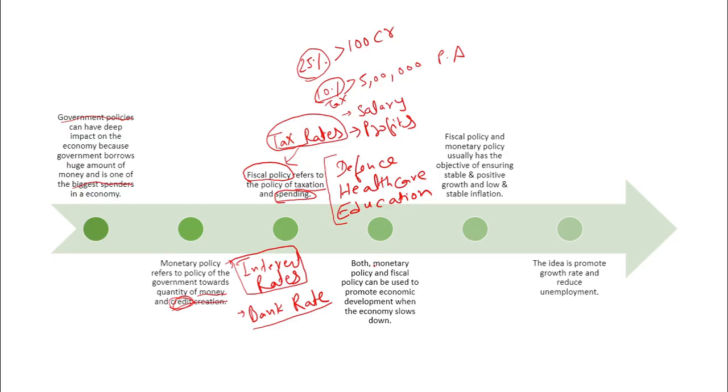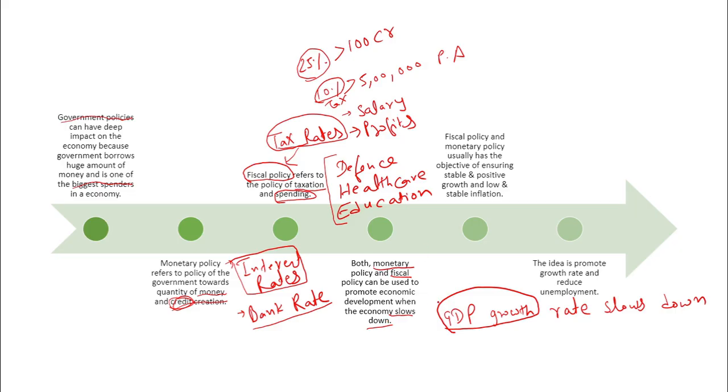Now, both these policies, the monetary policy and the fiscal policy, can be used to promote economic development when the economy slows down, right? We can say that the economy is slowing down when the gross domestic product, which is also known as the GDP, its growth rate, the rate at which it is growing every year, slows down. That is an indicator that our economy is also slowing down. So whenever there is a fall in the GDP growth rate, we say that that particular country's economy is slowing down.